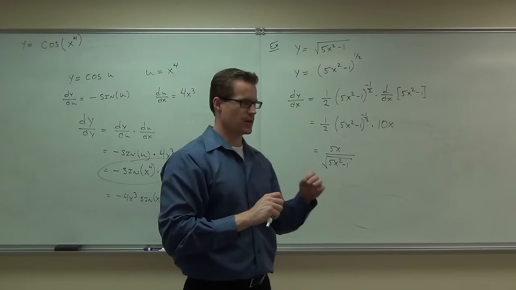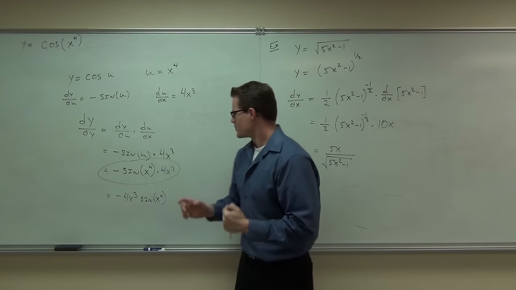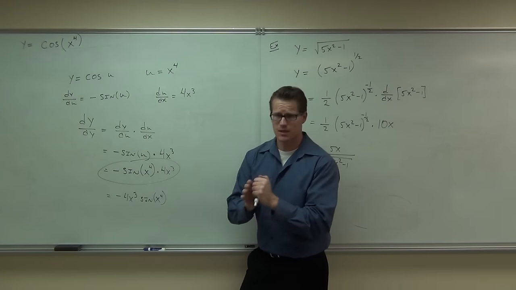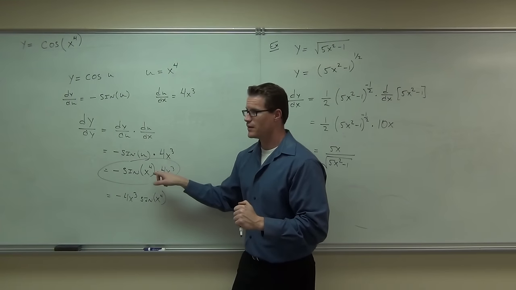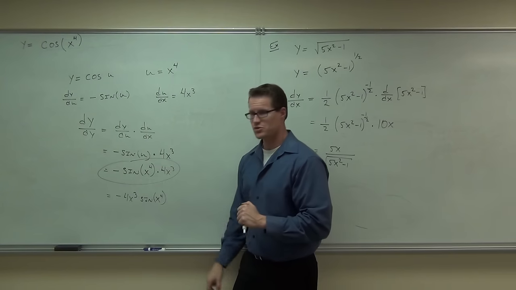Are you okay with how to do that? Move that 4x cubed out front. Notice what you can't do. Oh, please, goodness, don't do this. Please don't ever multiply those. That's an angle. This is not. You cannot make this 4x to the seventh.